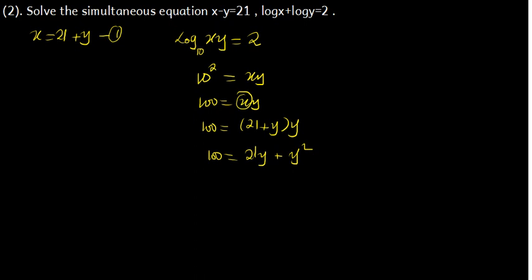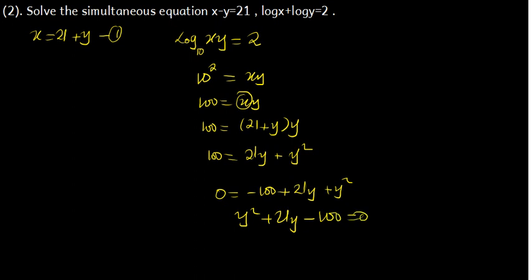Writing this in the general form, I'll take 100, this side is going to become negative. So it will be 0 is equal to negative 100 plus 21y plus y squared. And this is the same as saying y squared plus 21y, 100 is negative, so minus 100 is equal to 0.